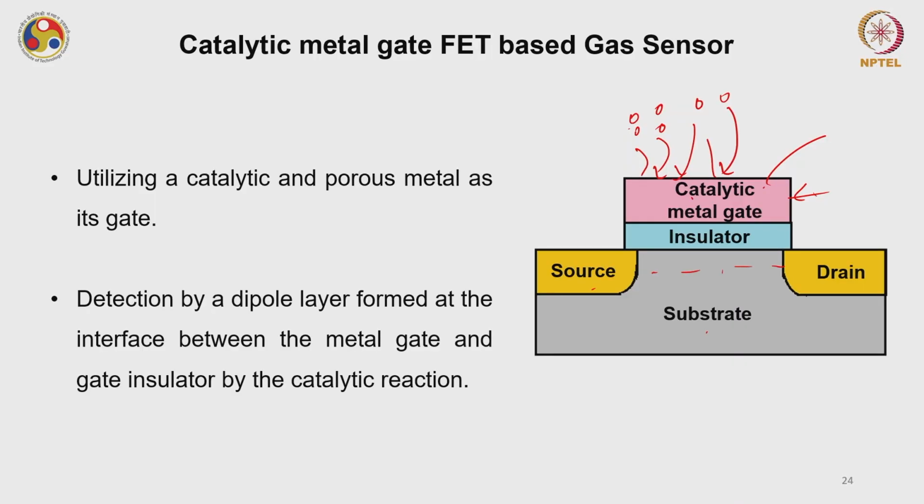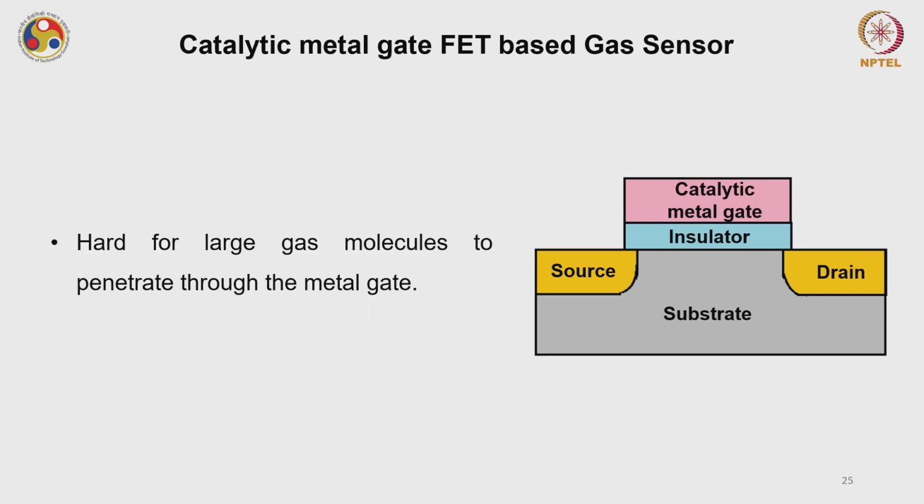So what it does is it detects the dipole layer formed at the interface between the metal gate and the gate insulator by some catalytic reaction. Usually this kind of structure is not suitable for large VOC molecules, but it is suitable for small gas molecules, because the gas molecule has to penetrate through this catalytic metal gate. Usually this gate metal is made up of some porous materials. As I have mentioned, this type of device is very popular for hydrogen gas detection.